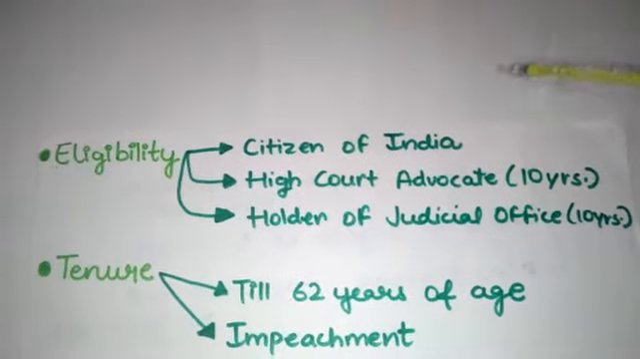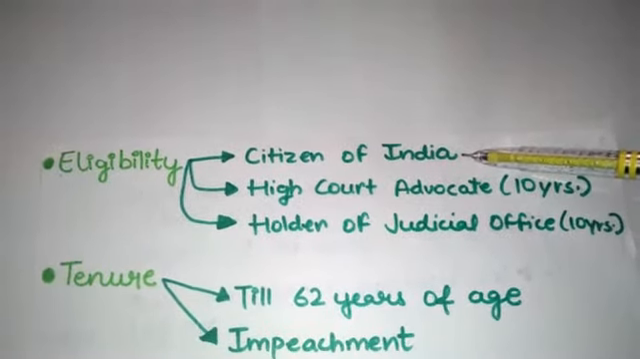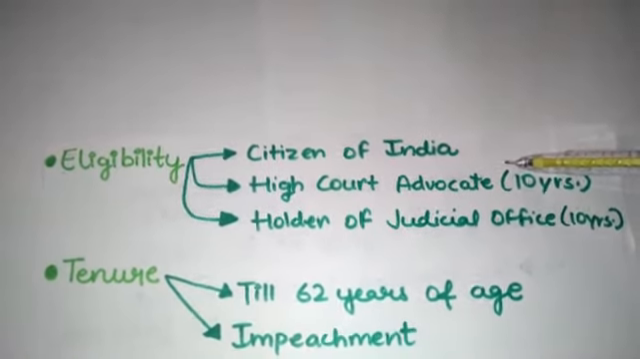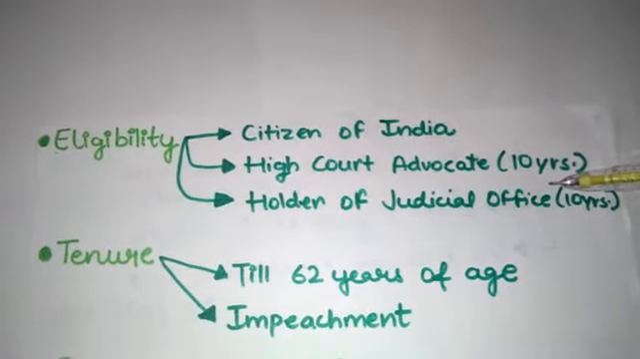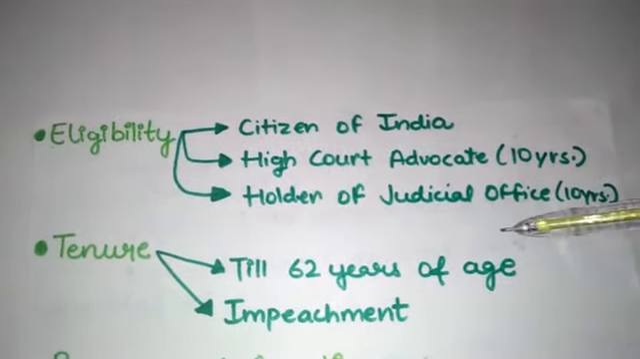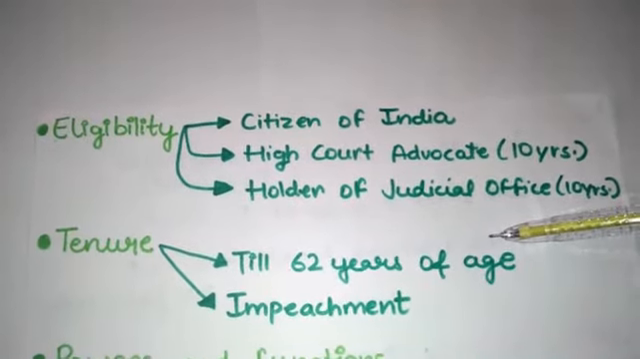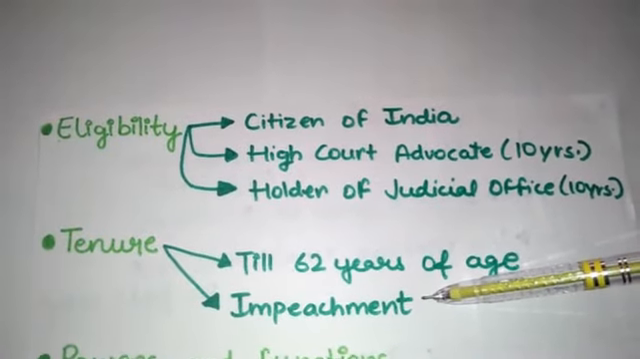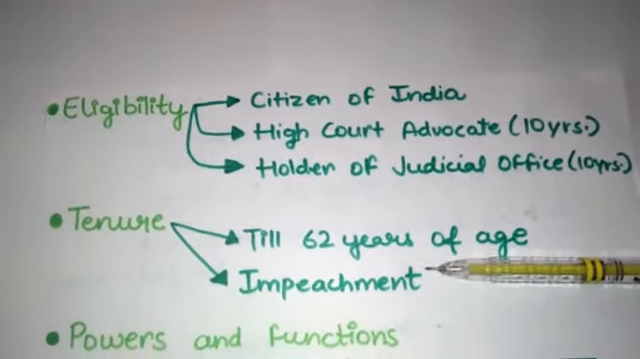To be appointed as judge of a High Court, one must be a citizen of India with 10 years of experience as High Court advocate and 10 years of experience as holder of judicial office. A judge can hold his or her office till 62 years of his age. The process of removal of judge of High Court is same as the Supreme Court and it is called impeachment.